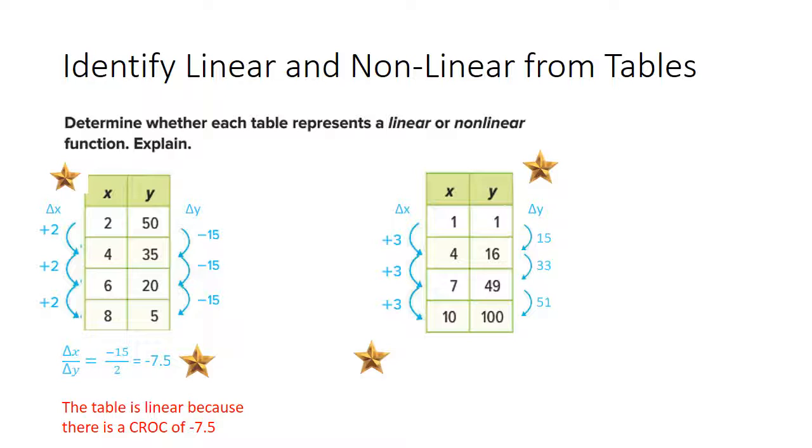If we compared the three changes in y divided by the changes in x, we'd see that 15 divided by 3 is not equal to 33 divided by 3, which is also not equal to 51 divided by 3. All three of these values would have to simplify to the same number if there was a constant rate of change, but they do not. So the table is nonlinear because there is not a constant rate of change.